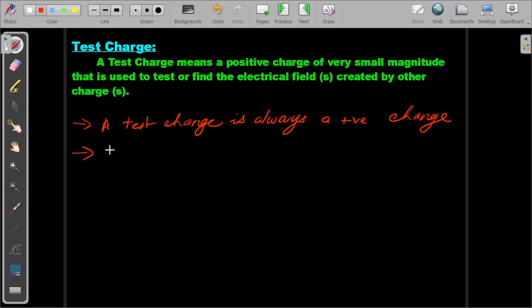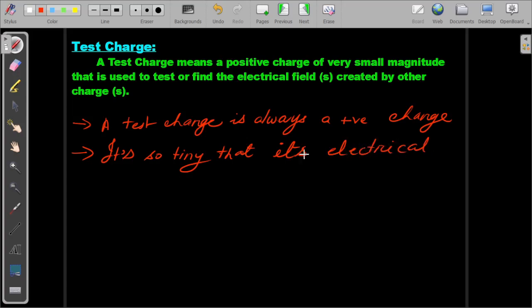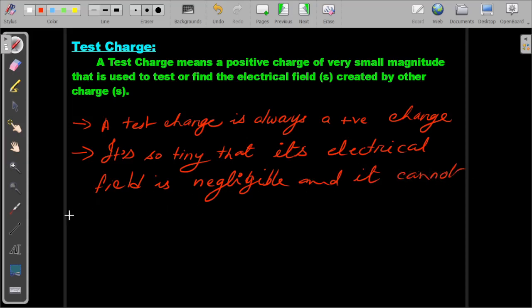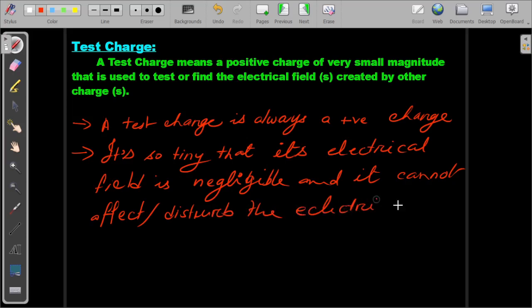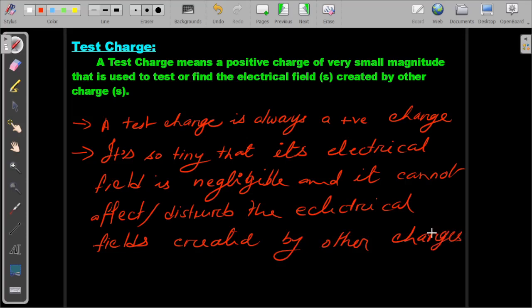It is so tiny, very small, that its electrical field is negligible, and it cannot affect or disturb the electrical fields created by other charges. Understood?